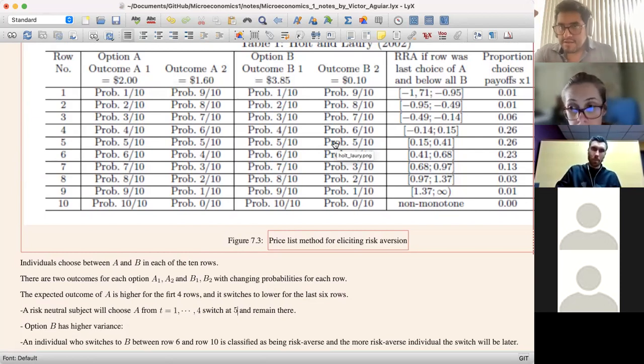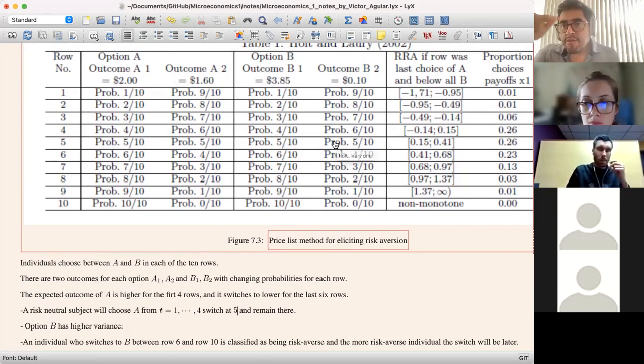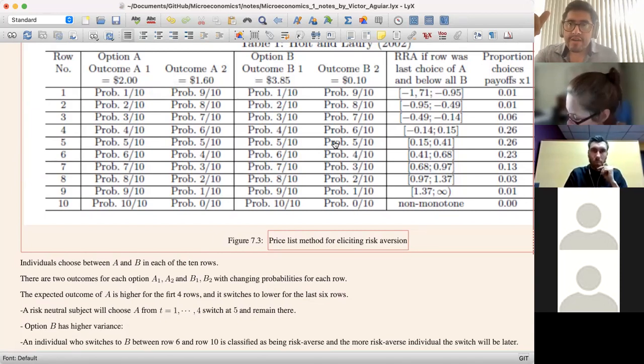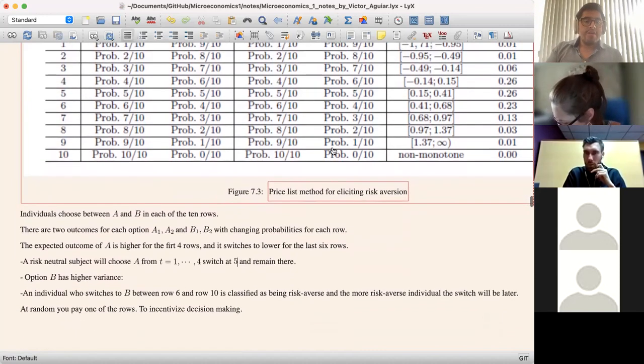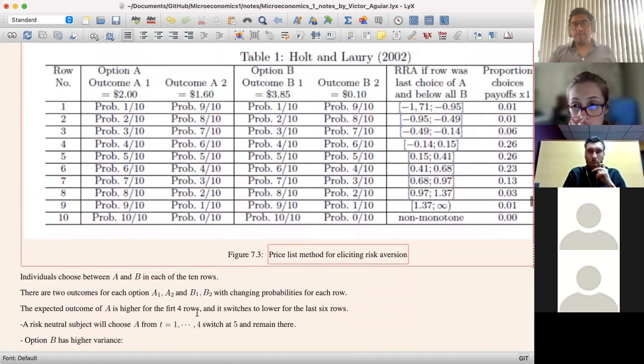So that gives us a reference point: the switch from 4 to 5 is the switch of the risk-neutral guy. If you switch way before, then you're a risk lover. If you switch way after, then you're risk averse, okay? An individual who switches to B between rows 6 and 10 is classified as being risk averse, so they switch later. And the more risk averse the individual, the later the switch will be. At random, you pay one of the rows to incentivize decision making, okay?